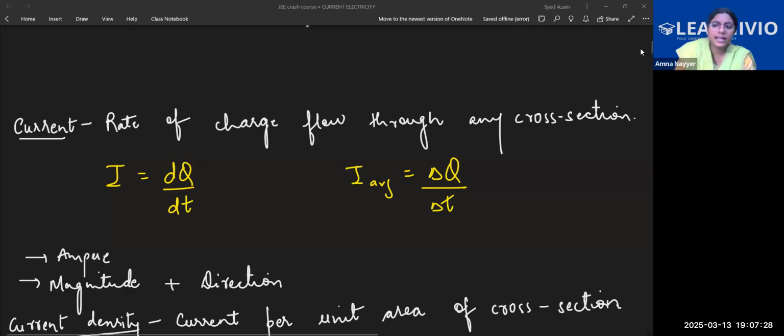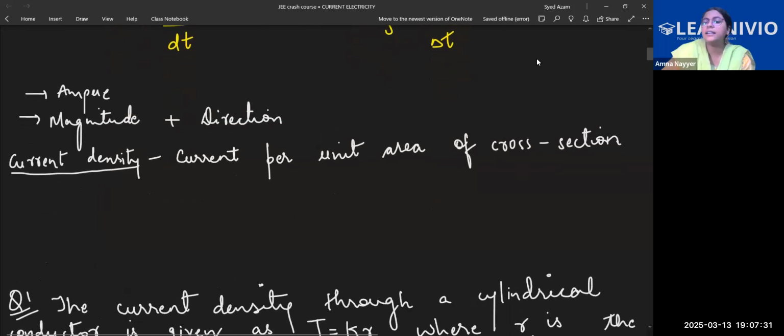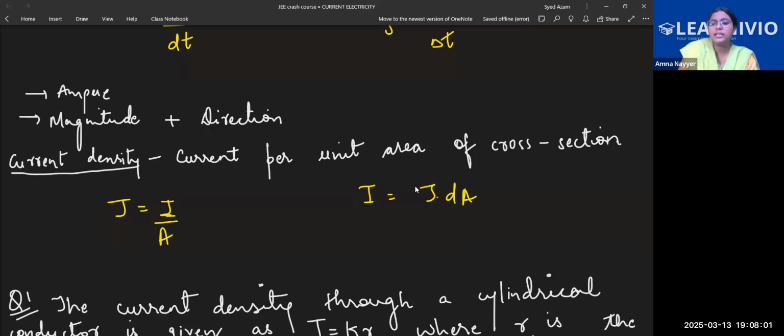The second important thing that comes after current is current density. What is current density? Current density is current per unit area of the cross section. This is represented by J. So this is the formula that we use. More importantly, in your JEE exam, questions come from the formula where the current is variable, or more than the current, the area is variable. That time you can use the formula, integral of J dot dA. This often is used in the numericals.